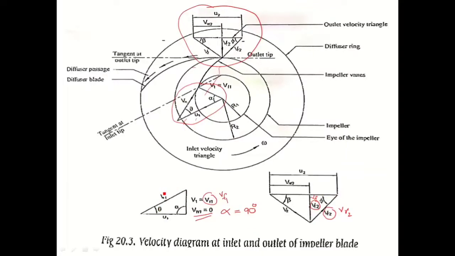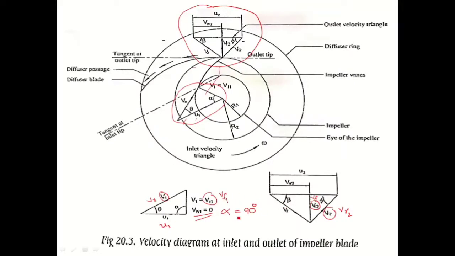And this is the relative velocity of air at inlet. U1 represents the velocity of vane at the inlet.